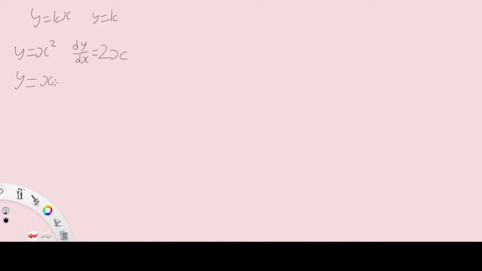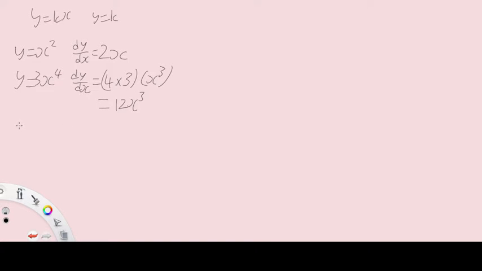Applying the same logic, let's say 3x to the power of 4. dy/dx: bring the power to the front, so 4 times 3, and reduce the power by 1, so 4 minus 1 gives me back 3, and I'll get 12x cubed.